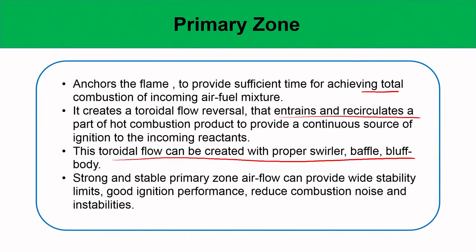But typically in aero gas turbine engines, swirlers are used, whereas bluff bodies are used in afterburners, which we will take up later. So strong and stable primary zone airflow can provide wide stability limits, good ignition performance and reduce combustion noise and instability. So the design of the primary zone is of extreme importance. Understanding this part and simulating this part is the most important job of a combustion engineer working in an aero gas turbine engine.